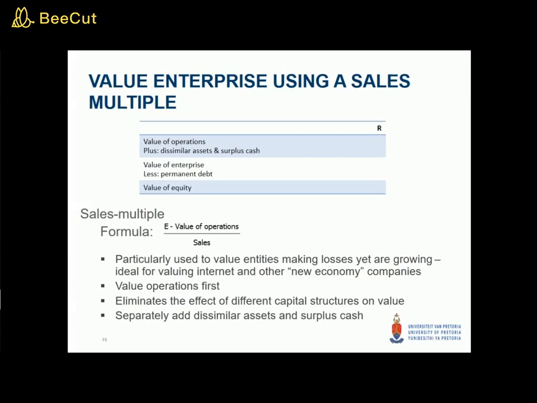Importantly, as I established earlier, this is used where the company is loss-making, in other words, or it's a new entity such as Takealot coming into the environment where a market does not necessarily exist at that particular stage. As with the EBIT and EBITDA multiple, it eliminates the effect of capital structure. Why? Because I'm valuing my operations. And then we established above, value separately dissimilar assets and my surplus cash. So that is the sales multiple in a nutshell. We follow the same process as we would normally follow with a normal multiple-based approach.